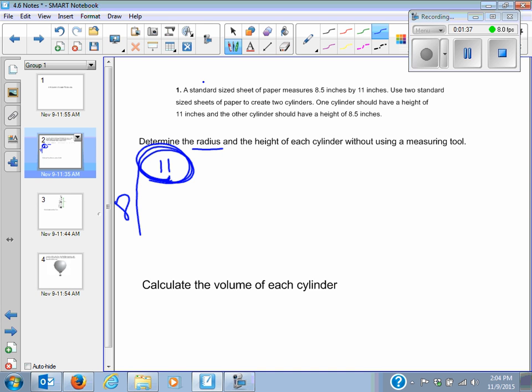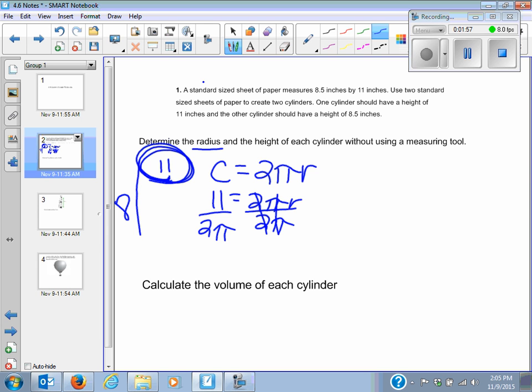Well, in order to find my radius, I would use my circumference equals 2 pi r. We've been dealing with this a little bit in class, and so I would put my 11 here, and that equals 2 pi r. And now I'm going to be working backwards, so I'm going to divide by 2 pi, and I'd use a calculator, and my answer is 1.75, and that would be my radius.